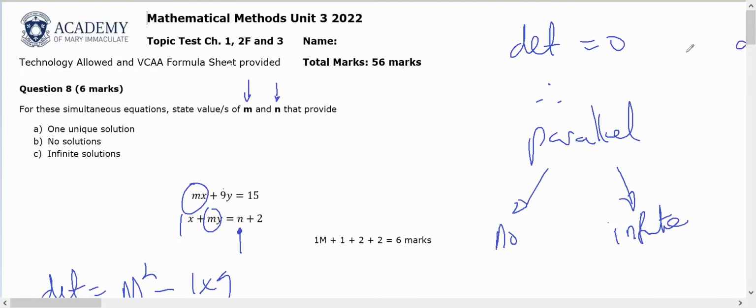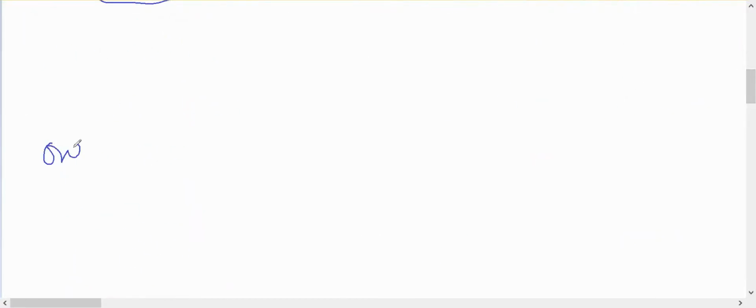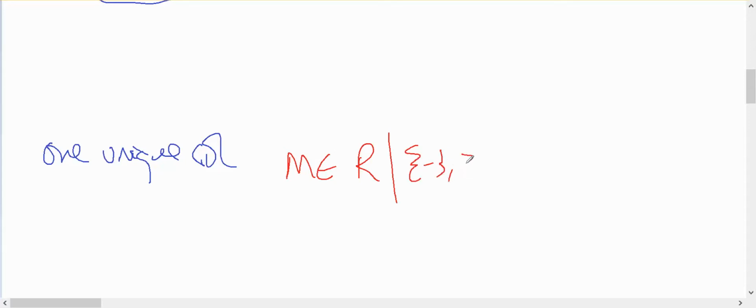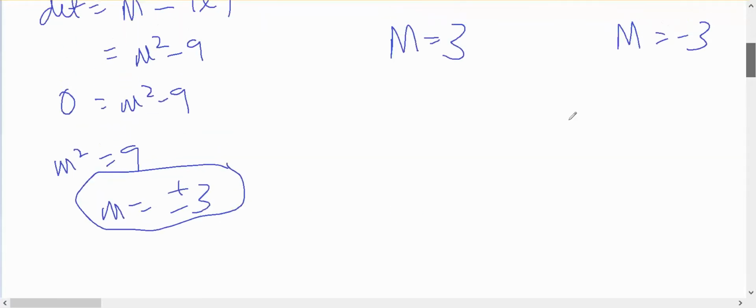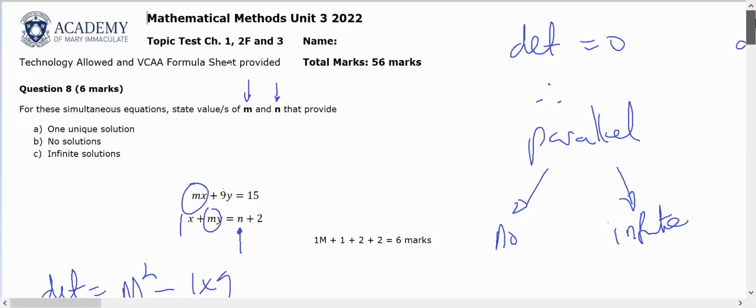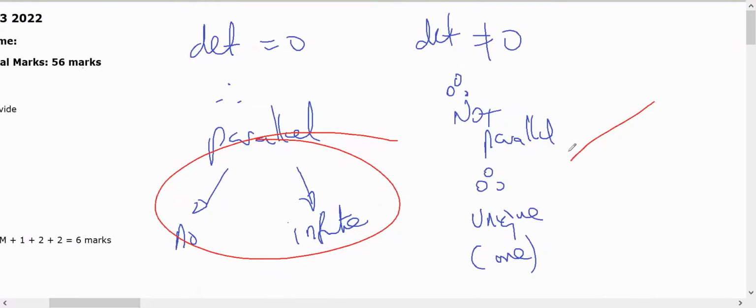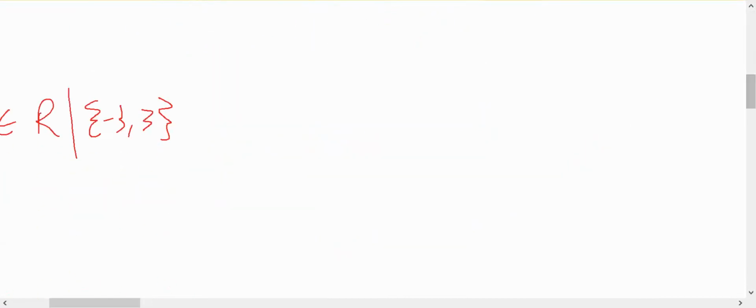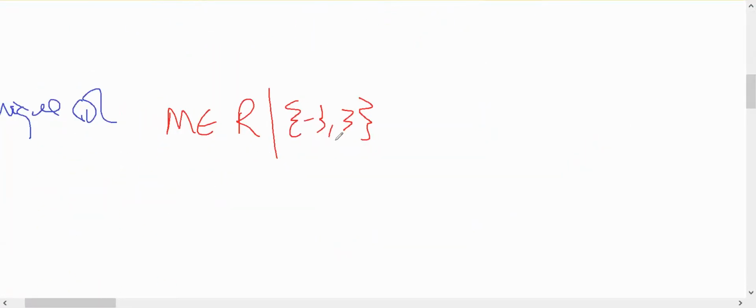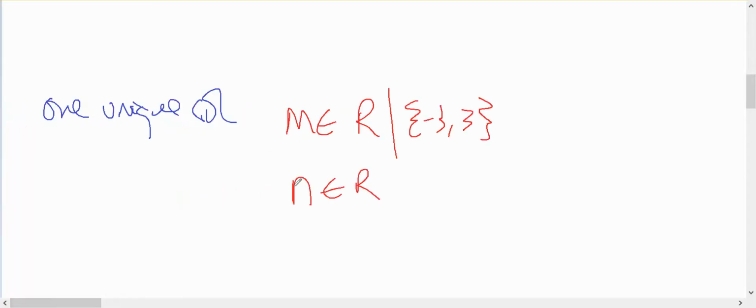So if I'm looking for one unique solution, therefore m has to be anything except -3 or 3, because it's when m equals -3 or 3 that I have parallel. And when I've got parallel, I've got none or infinite. It's when they're not parallel that I have unique. So m can be anything except -3 and 3, and n can be anything, because it doesn't matter what n is, because the two lines are not parallel.